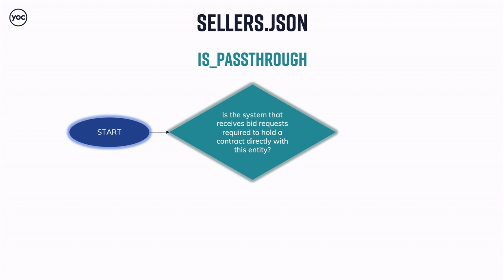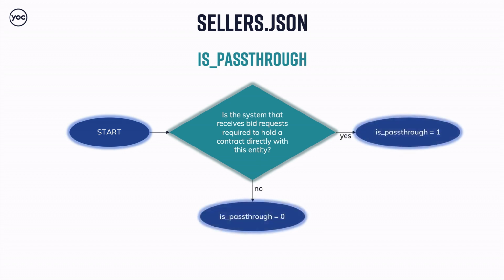Is the system that receives the bid request required to hold the contract directly with this entity? If no, then its pass-through should be set to 0. If yes, then set to 1. There are currently only 3 examples, I guess, of the pass-through systems. So far, it's Google Exchange Bidding, Amazon TAM, and BidSwitch.